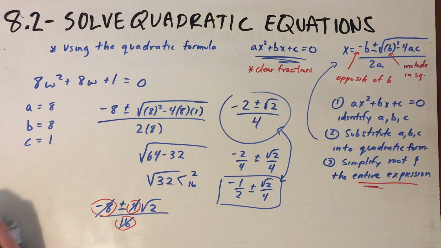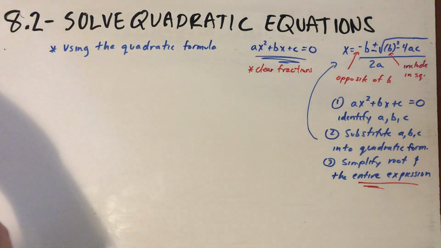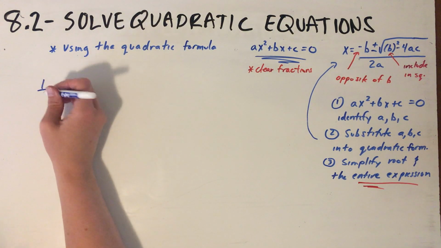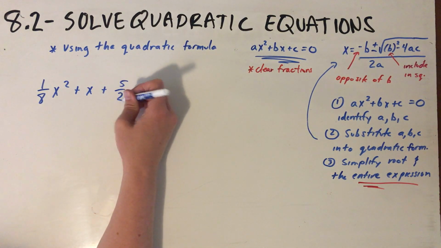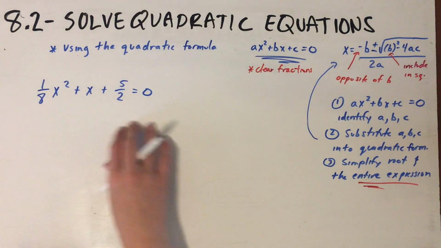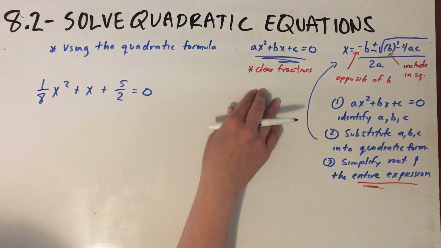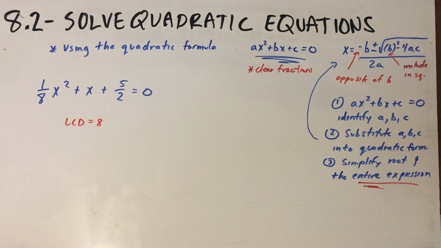Okay, so let's try one more. Okay, so another one with fractions. This is in this format, but I don't want to plug in fractions, so we're going to clear the fractions by identifying the LCD. In this case, the LCD is 8.